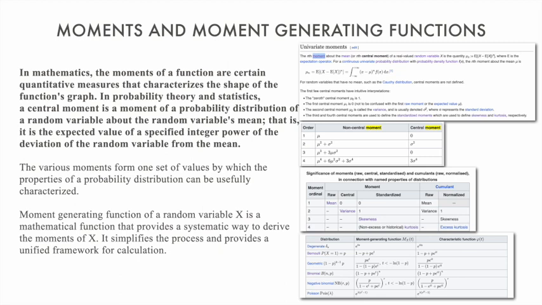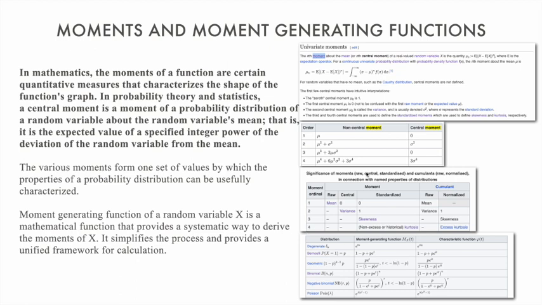The first few central moments have intuitive interpretations. The zeroth central moment mu naught is 1. The first central moment mu 1 is 0. It should not be confused with the first raw moment or the expected value. The second central moment mu 2 is the variance and is often denoted by sigma square. Sigma represents standard deviation. The third and fourth central moments are used to define the standardized moments, which are used to define skewness and kurtosis. So this is for our general understanding, and moments and moment generating functions can be discussed in a separate topic.